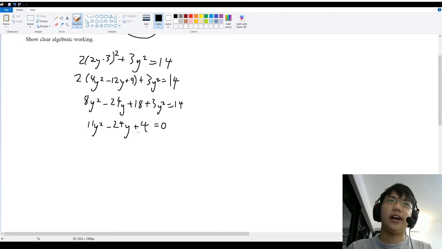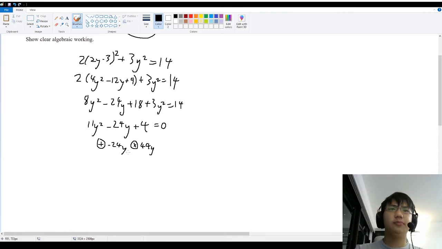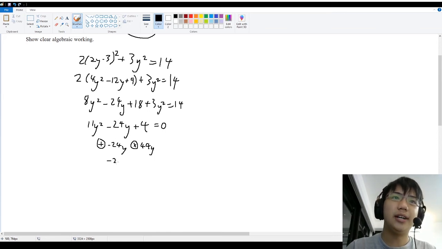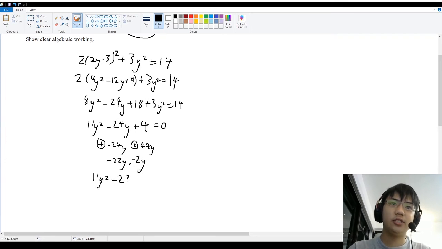Next we can factorize this. To factorize an equation where a is not 1, so you have 11y squared, we can split the middle term up. Minus 24y can be split into two terms which add up to minus 24y but multiply to 4 times 11, so a times c, which is 44. Two numbers that multiply to 44 but also add to make minus 24 would be minus 22y and minus 2y. So 11y squared minus 22y minus 2y plus 4 equals 0.